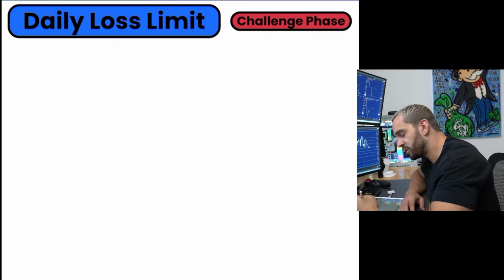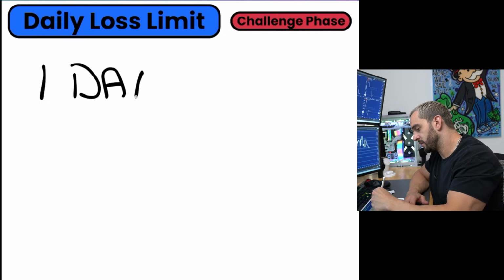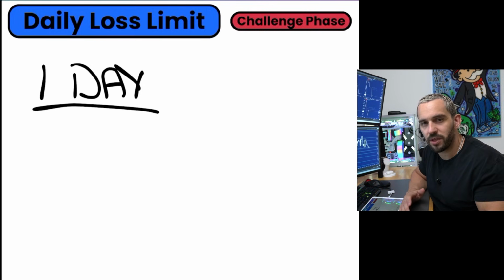So now that we figured out our risk per trade by looking at our max loss limit, the next rule that we're going to talk about in the challenge phase is called the daily loss limit. Now I know not every prop firm has this rule, but if you don't have it, you should still have it. Let me explain what this is and why. The daily loss limit is just the amount that you're allowed to lose in one day. That's pretty much as simple as it is.